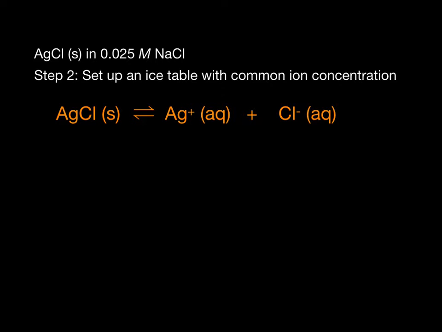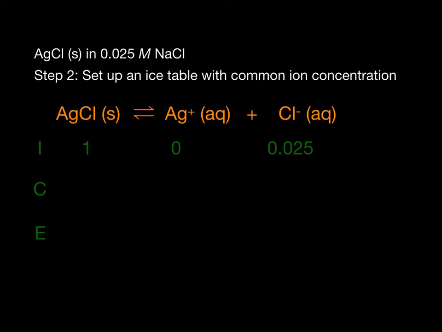Now what we want to do is set up an ICE table with common ion concentrations. So let's go ahead and set this table up. The molarity of chloride is 0.025 molar. That's from the solution that it's in. There's no silver ion present initially in this sodium chloride. And just to make sure every entry is filled in, I'll put a 1 under the silver chloride so our table's filled out.